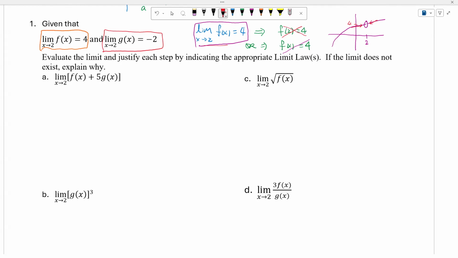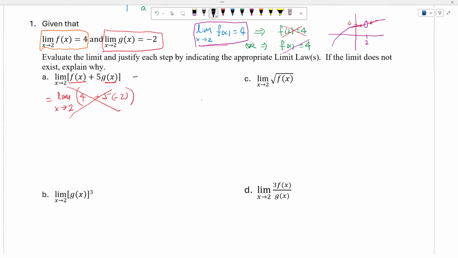So therefore, when we work out this problem, if you write it this way, you replace f of x with 4, and then you replace g of x with -2. If you write it this way, then now you know that it is not true at all. So you cannot do it this way. The right way to do this problem is this way.